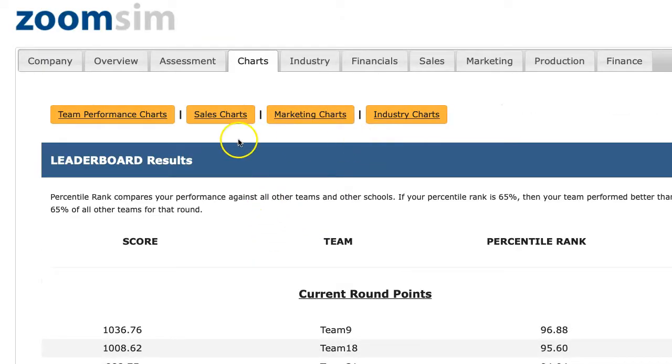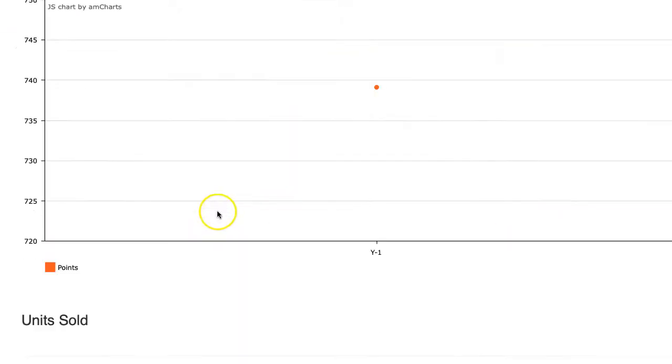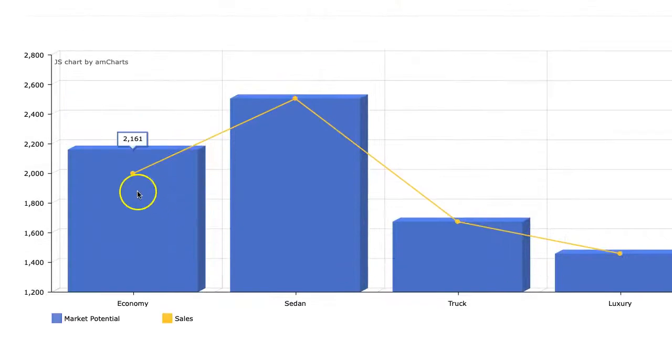We could also look at my team performance chart. And this one, the most important chart here is the bottom one. So I'm going to look at my sales. So it looks like I made enough cars. The blue are my market potentials and the market out there to buy my car. So I satisfied all my market potential on 3 of my cars, except for economy. The market was 2161 cars.